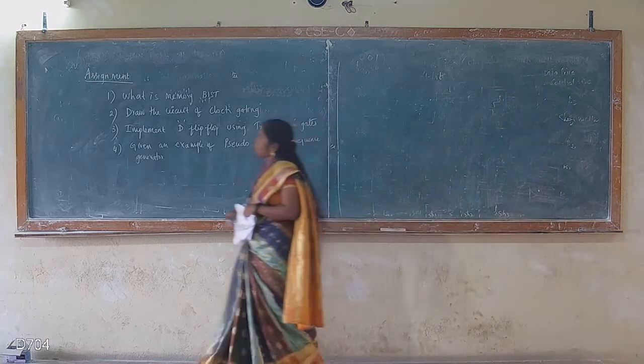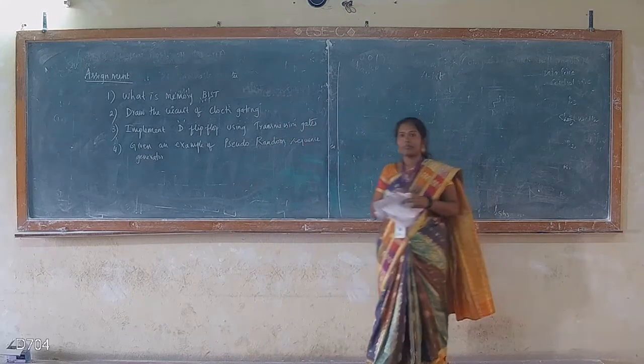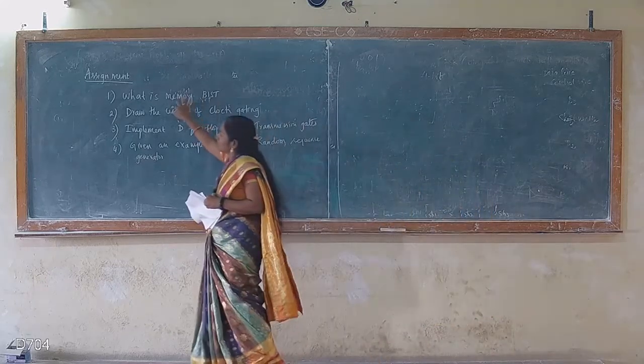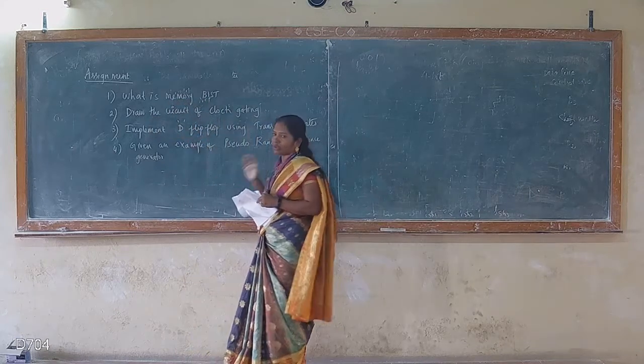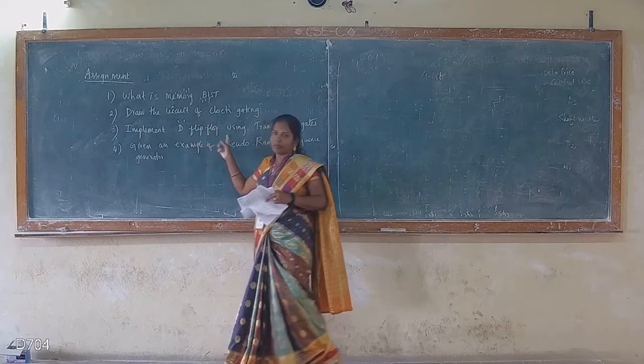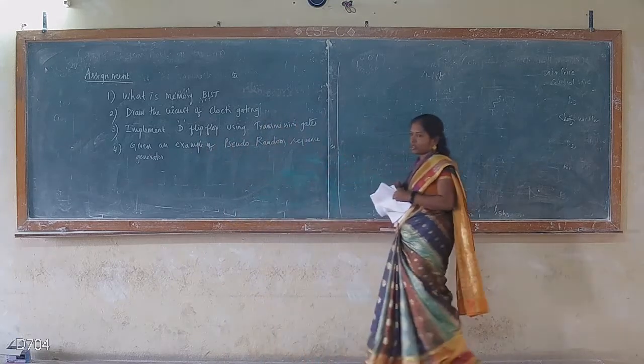So these are the assignment questions. What is memory BIST? In BIST we have it for on-chip memories. So we have the architecture for the memory circuit. Draw the equivalent circuit of clock gating, that is, what is the circuit for clock gating. Implement the D flip-flop using the transmission gate, and give an example for a pseudo-random sequence generator.